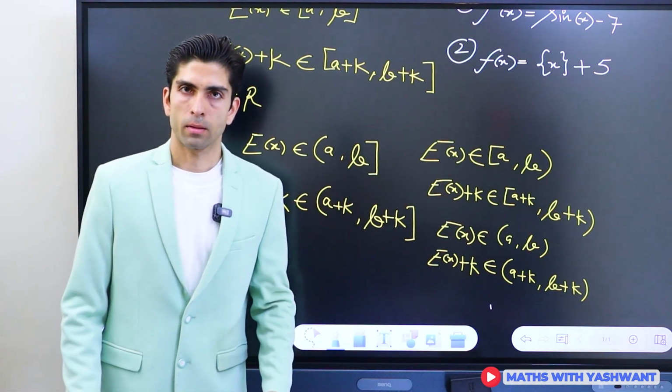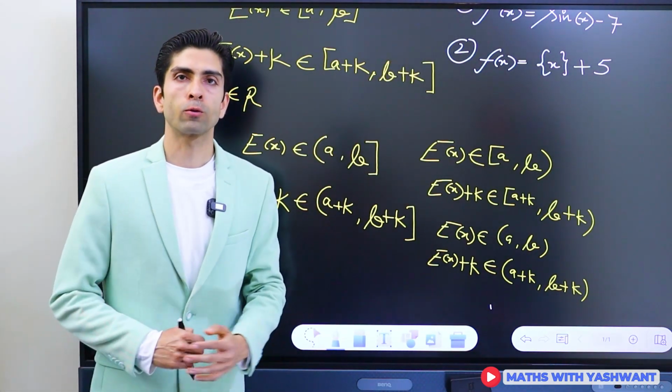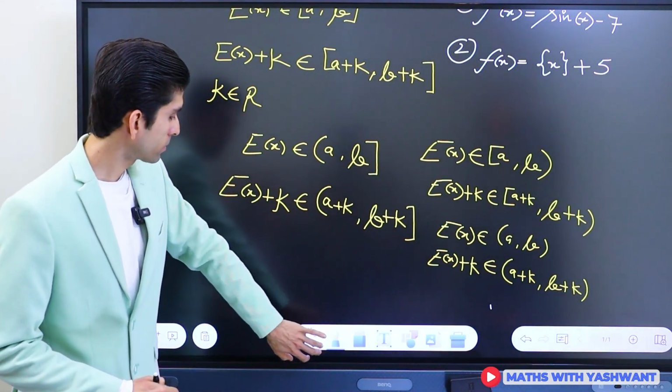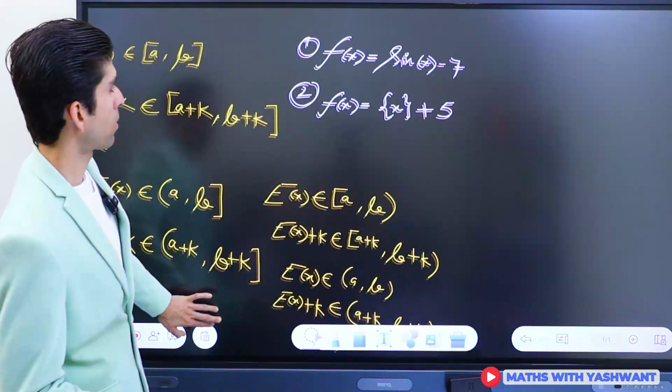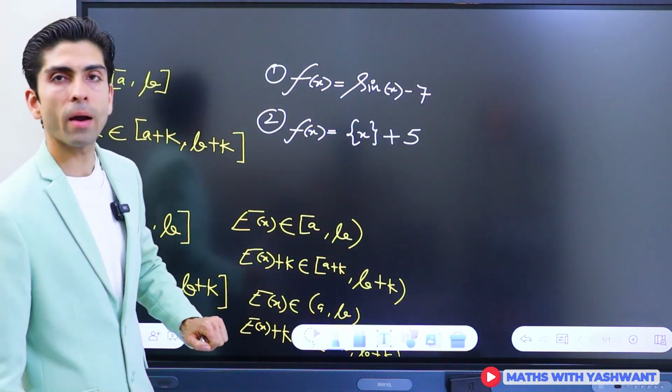Hope you all understand this. Now let's get back to our questions that we are supposed to solve for today's session. Okay, so the first question, we have sine of x minus 7.